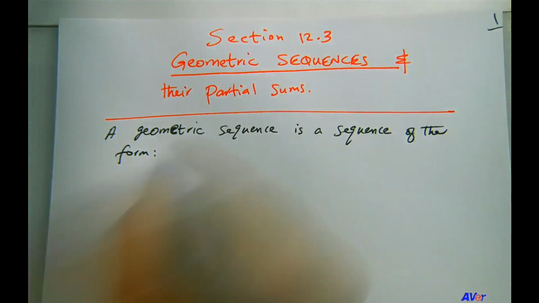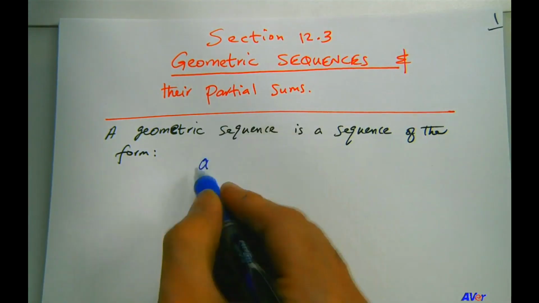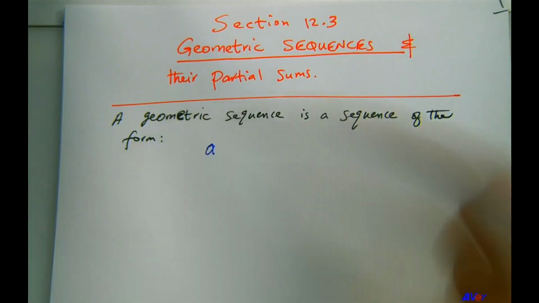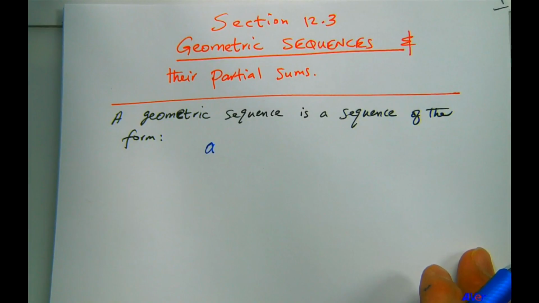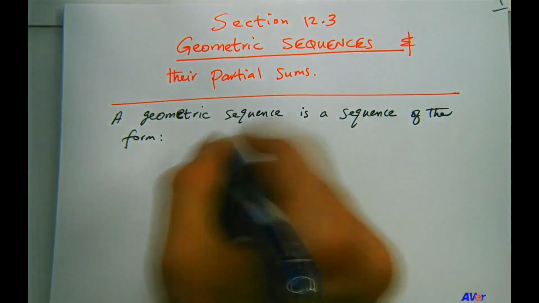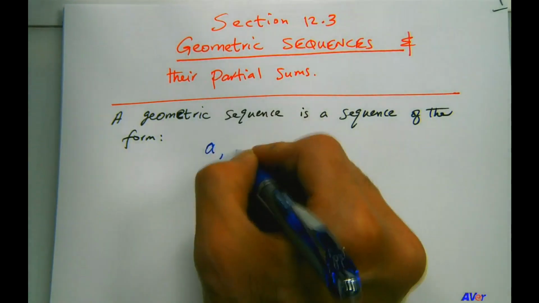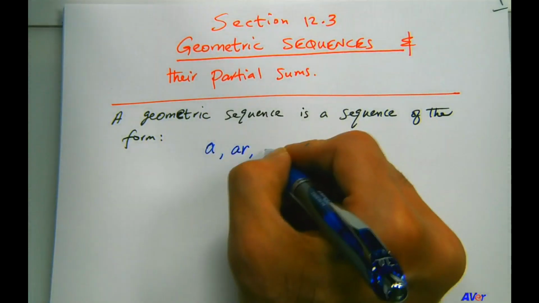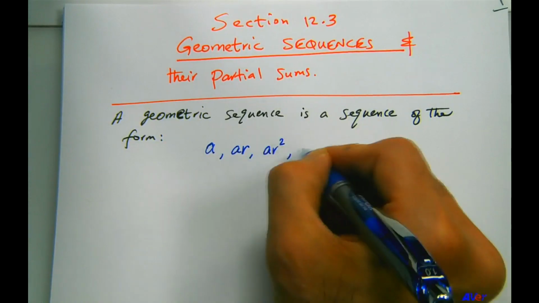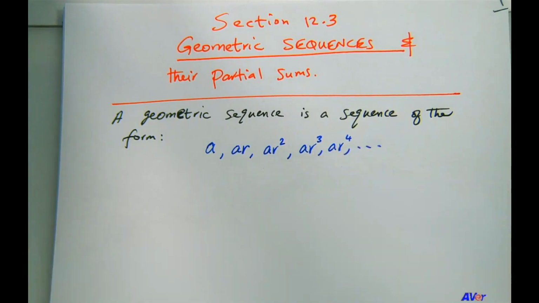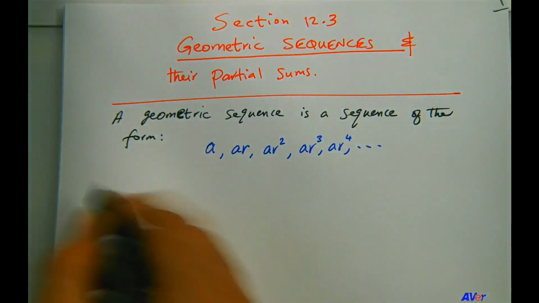Of the form, so once again the first term in the sequence is called a, and I try to be consistent with what the author of your textbook does in terms of notation. He's using a lowercase a, and that's what I'm using. a, ar, ar squared, ar cubed, ar to the fourth, and this is an infinite sequence. It can be an infinite sequence or it can be a finite sequence.